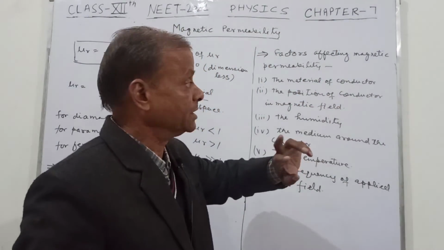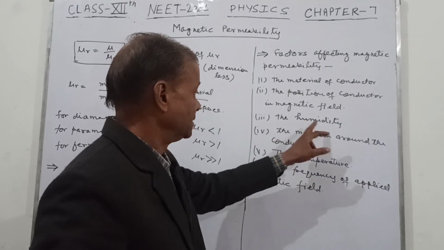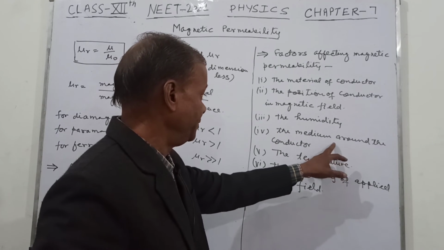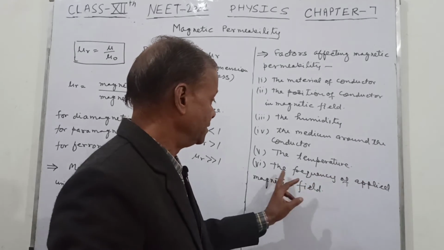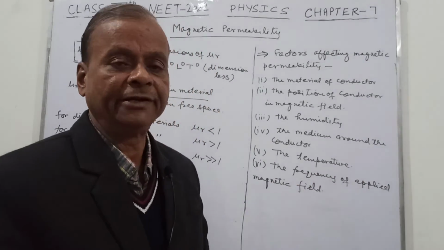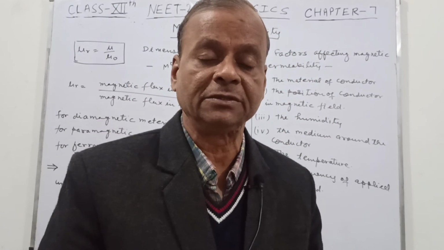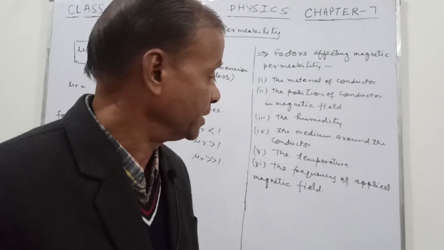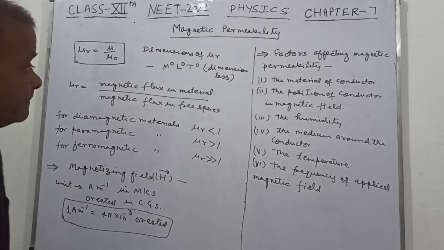First, the material of the conductor. Second, the position of the conductor in the magnetic field. Third, the humidity. Fourth, the medium around the conductor, the temperature, and the frequency of the applied magnetic field. And you can also see a variation of this mu by means of a graph.